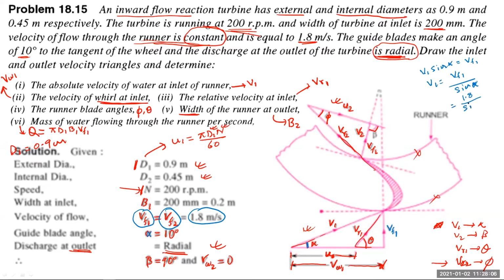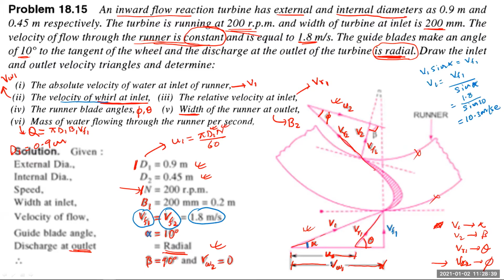So here sine alpha is there, that is 10 degree. As one of your friends told me, the answer he is getting is 10.3 meter per second. So if you draw the triangle properly and write down the given data, then simply you have to use your trigonometric relations.